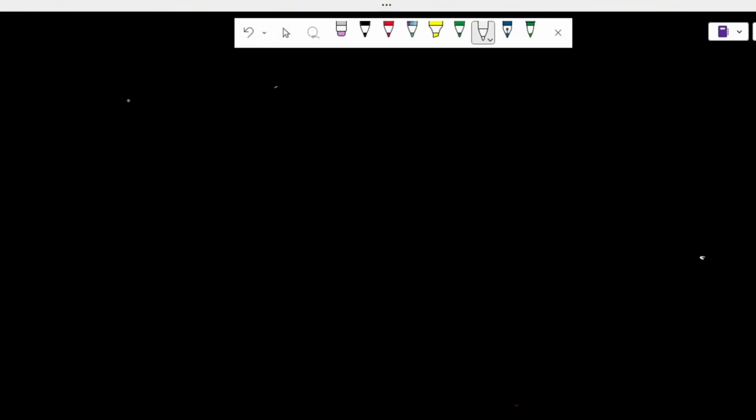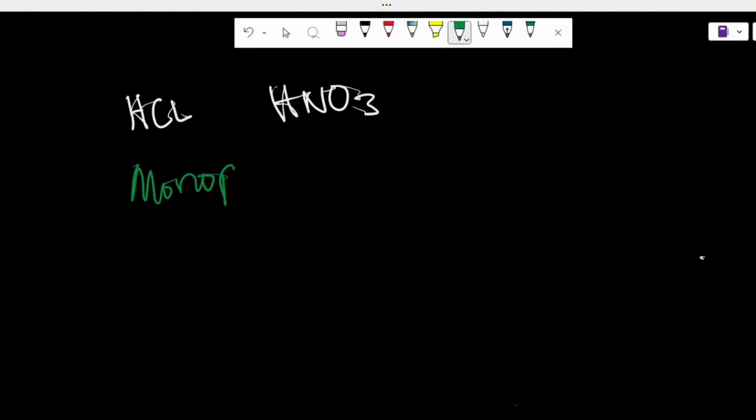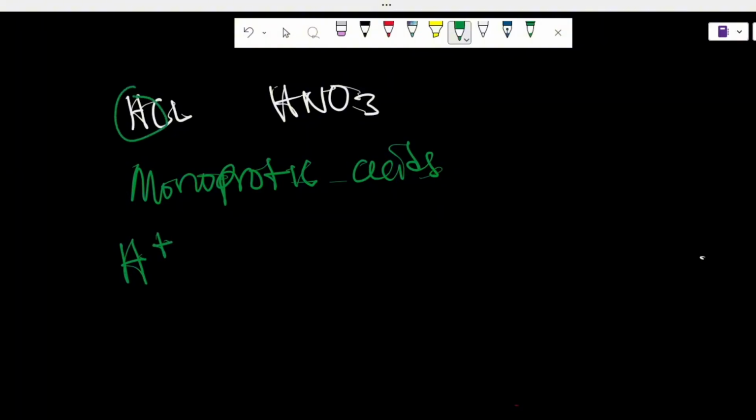Now, when you look at acids like hydrochloric acid and nitric acid, you see that these acids are actually called monoprotic acids. This means that they only release one hydrogen ion when in aqueous solution. And it makes sense because when you look at this, they only have one hydrogen ion. So because they release only one hydrogen ion, they are actually called monoprotic acids.